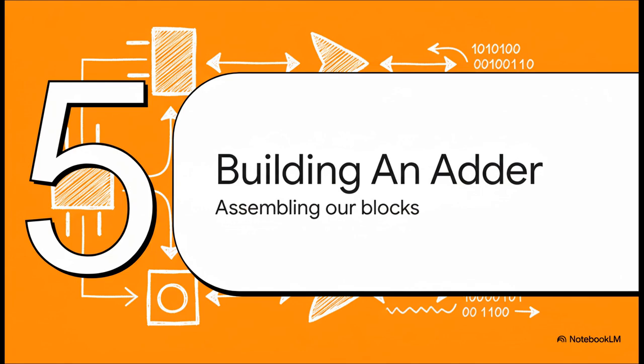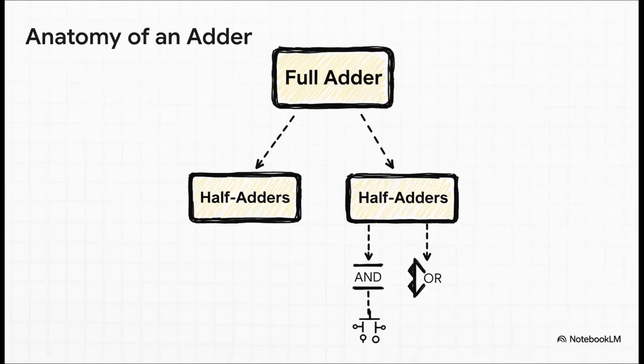So now we have all our pieces. We've got our transistors acting as switches, we've got our logic gates making decisions, and we have binary, the language those switches speak. It is time to assemble our building blocks and build a circuit that can actually do math. We're going to build an adder. And this shows you exactly how it's built, from the bottom up.